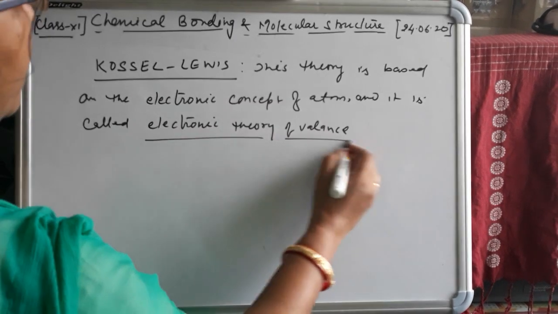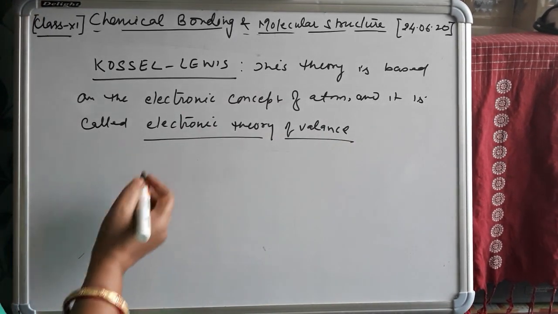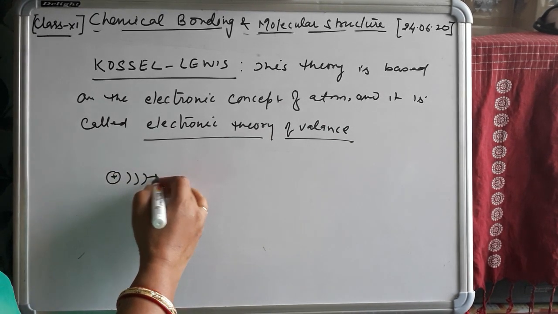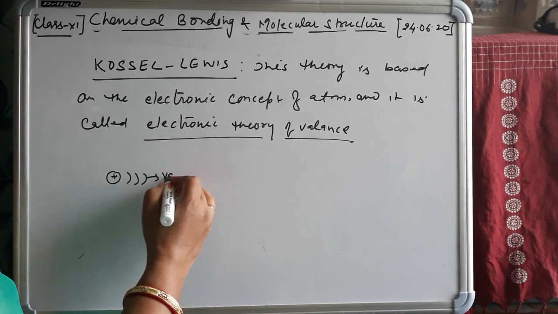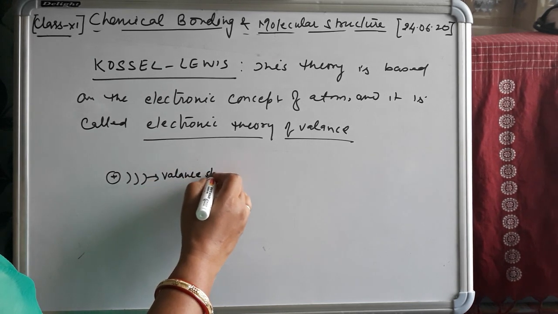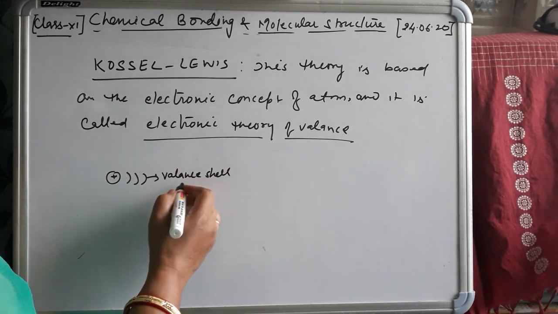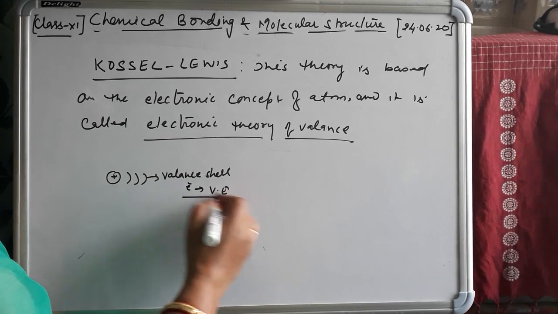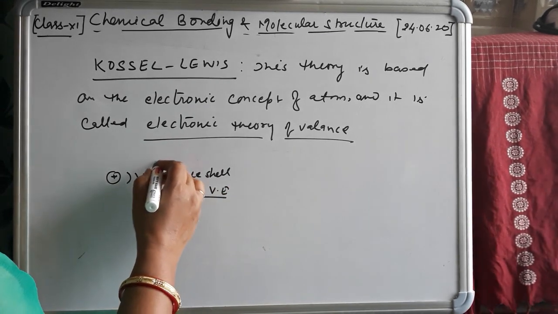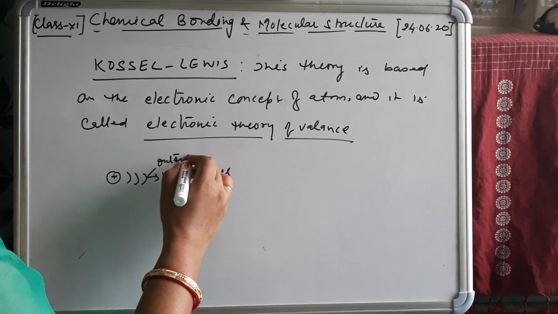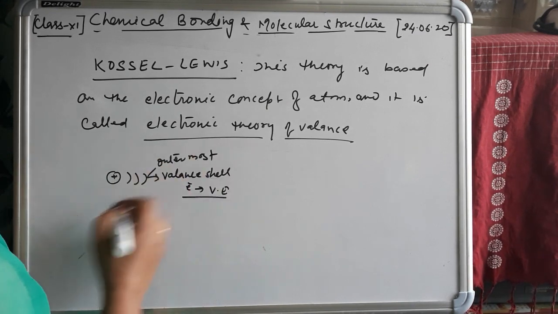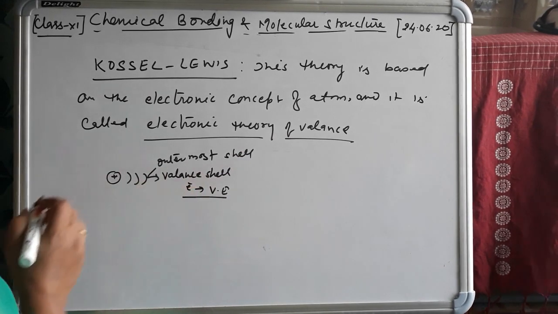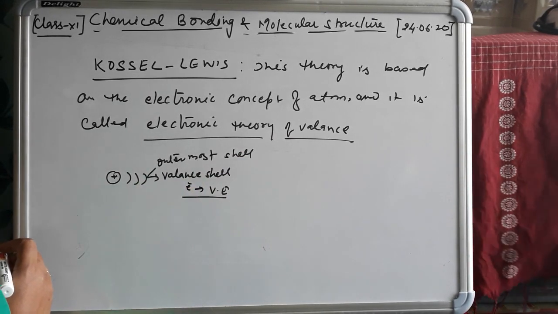We all know that the outermost shell is known as the valence shell, and the electrons present in it are known as valence electrons. This is the outermost shell, which is known as the valence shell, and the electrons present in the valence shell are known as valence electrons.